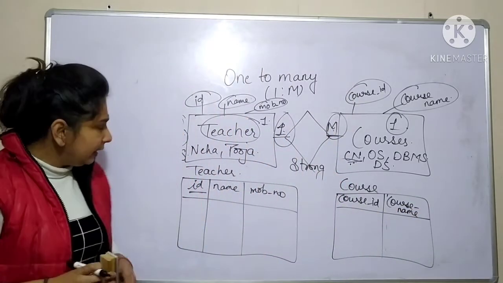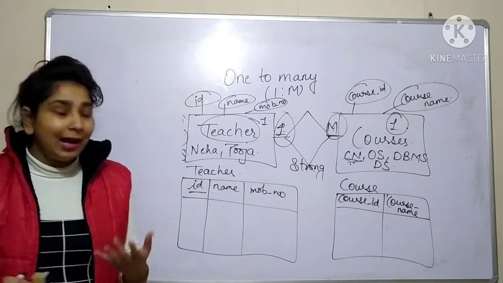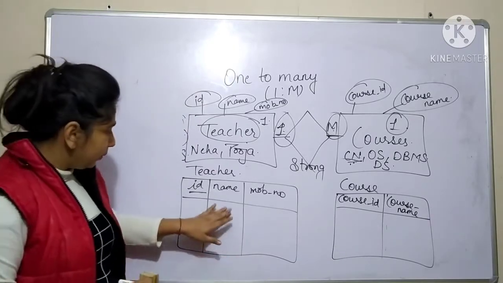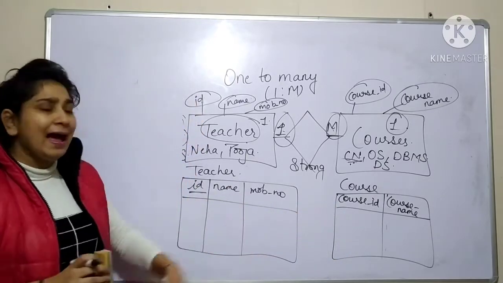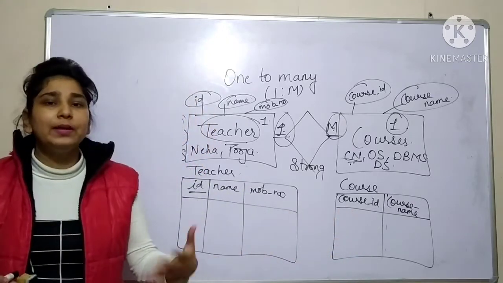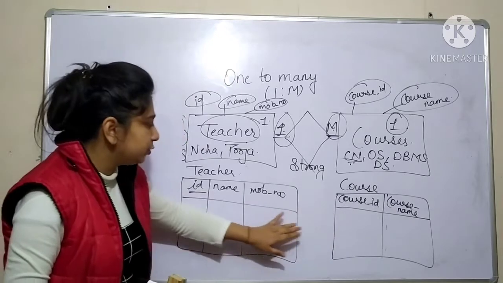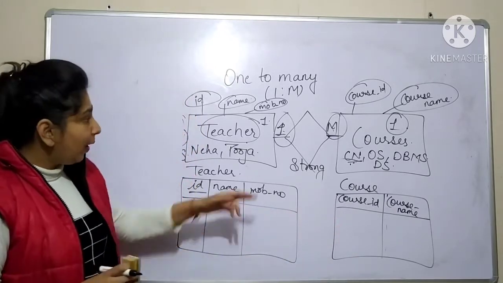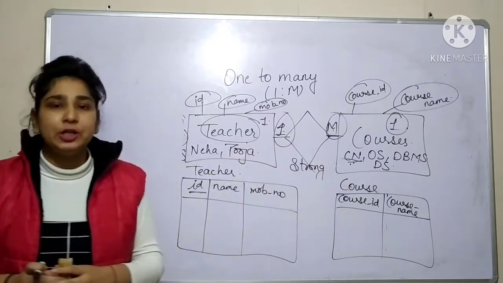Okay, so if you look at these two tables, they are actually independent. Now there is no relationship between these two tables. This table has its own existence. This table has its own existence. Till now there is no relationship between these two tables. So what kind of relationship do we have? We have a one-to-many relationship.